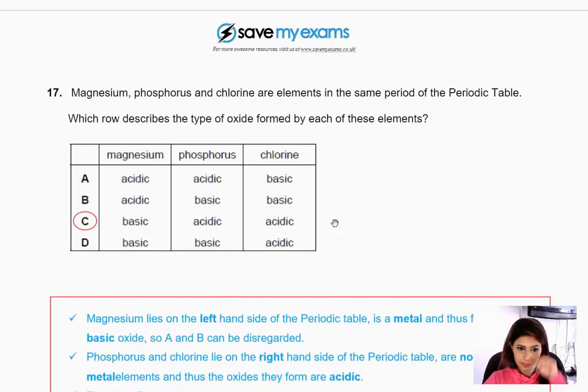17. Which will describe the type? So magnesium will be basic, phosphorus is a non-metal, so it should be acidic, chlorine is again non-metal, it should be acidic.